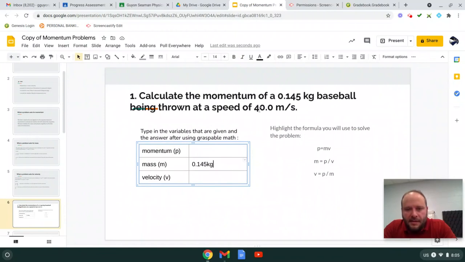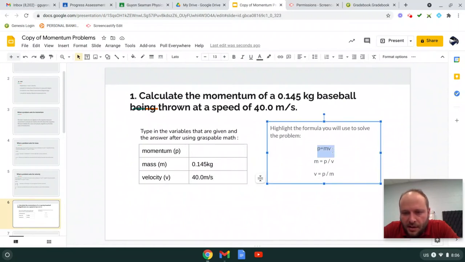Okay. And then the second one says 40 meters per second. The meters per second tells me that that's a velocity. So we're going to do 40 m/s. Okay. Now in this problem, we're looking for momentum. So on the right side, you're given three different formulas. If I'm looking for momentum, I use the top one. If I was looking for mass, I'd use the middle one. And velocity, I would use the bottom one. But we're looking for momentum.